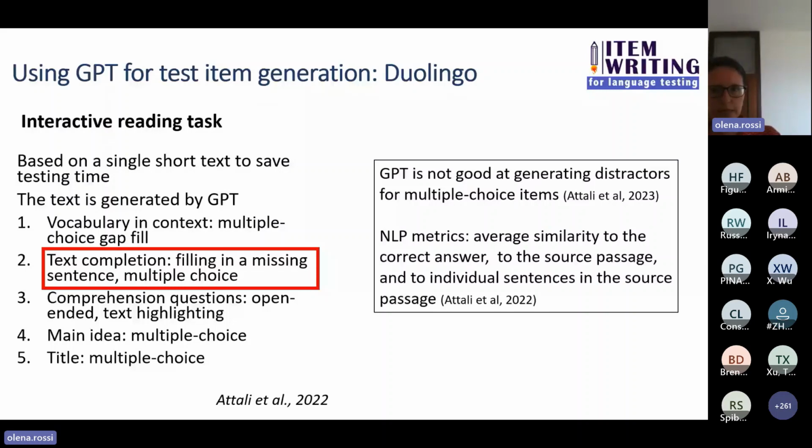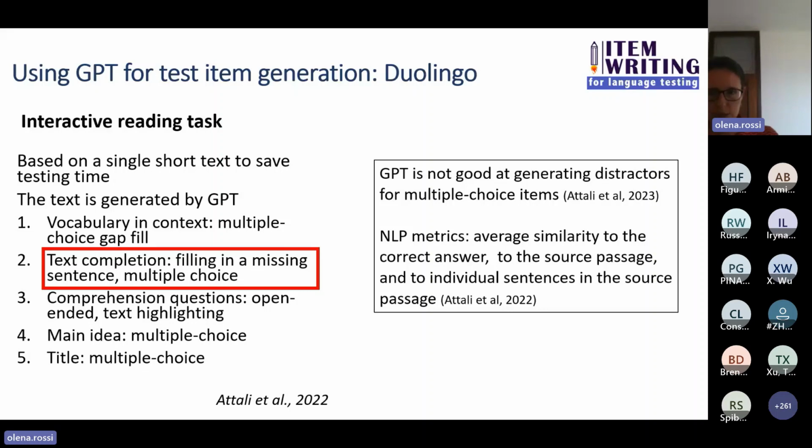Therefore, Duolingo came up with a clever way of selecting distractors from alternative texts. You know that if you prompt GPT several times with the same instructions, every time it will generate a different or slightly different text. Candidates for distractors come from those alternative texts, and first they assemble a candidate pool, and then the sentences from the candidate pool are evaluated automatically to select the best distractor. This is done by calculating a range of NLP metrics, such as average similarity to the correct answer, to the source passage, and to individual sentences in the source passage.